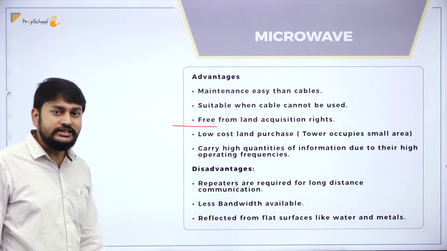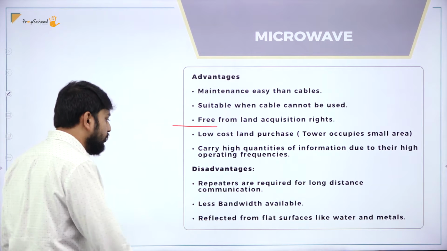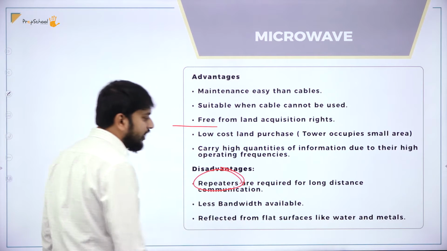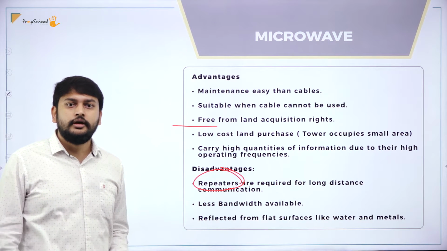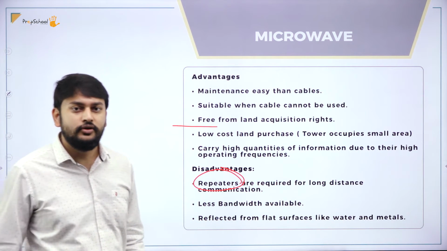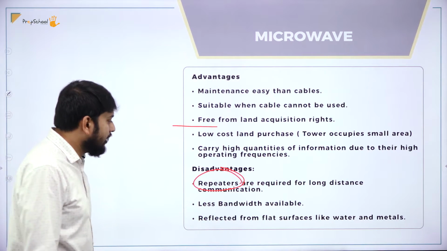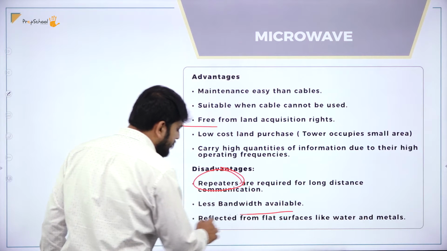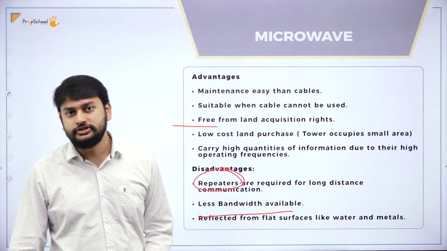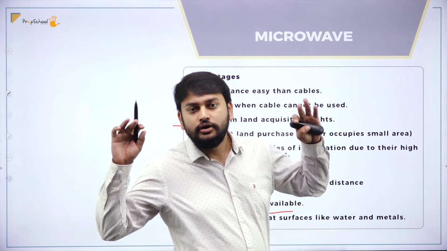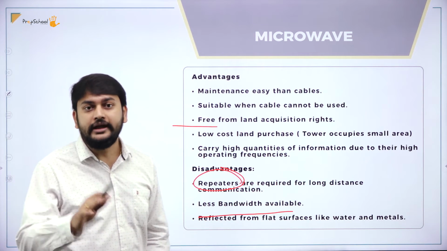The main disadvantage that I have is I cannot transmit the data for a longer distance without the help of a repeater. So that's one of the drawbacks that I have. Basically this is meant for short distance communication, but you can send a huge amount of data. Less bandwidth available, all right, and reflected from flat surfaces like water and metals. So these are the major drawbacks that we have when we are using the microwaves.